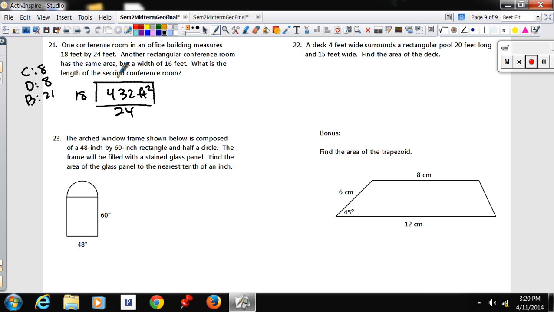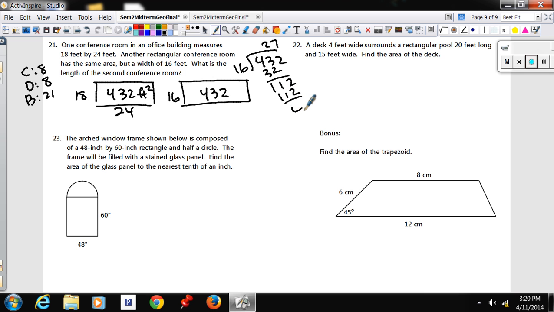Another rectangular conference room has the same area, but a width of 16. 16 by something is still going to give us 432. So I'm going to take 432 and divide it by 16. That's going to give me, let's see, 2, that's 32, 112, that's going to be 7, so 112, we get 0. So that's going to be 27 feet for that one. All the tests had the same answer. So those were all the same answer, all 27.